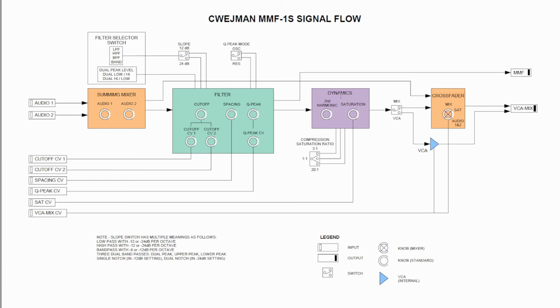As we go out from the dynamics, we either go into this switch and we either choose mix or VCA. Now VCA goes straight into an internal VCA. Now, you'll put an envelope or something to trigger that VCA and that will go straight out to the VCA output. Now, if you choose mix, you come into this crossfader.